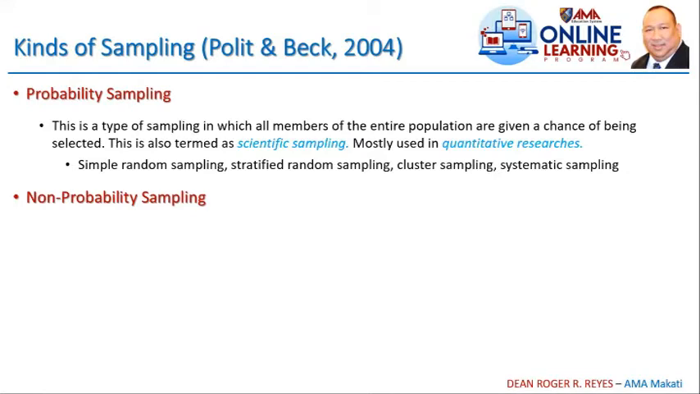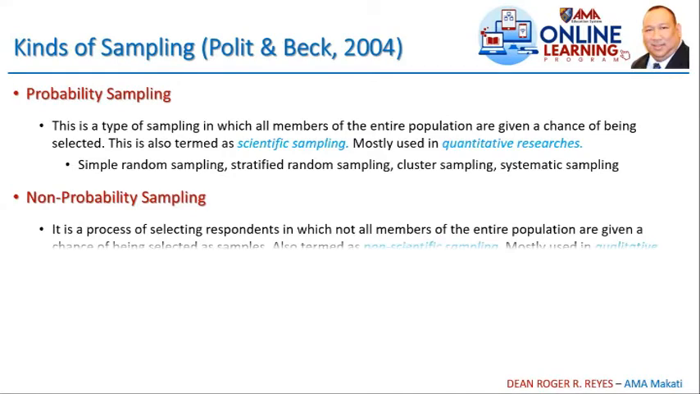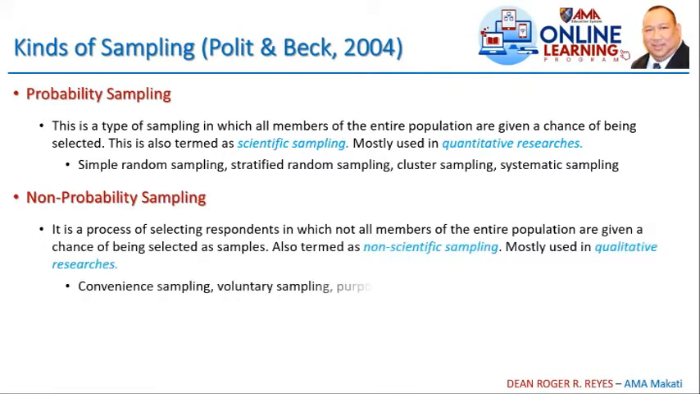Four types: simple random sampling, stratified random sampling, cluster sampling, and systematic sampling. On the other hand, non-probability sampling is the process of selecting respondents in which not all members of the entire population are given a chance of being selected as samples, also termed as non-scientific sampling. Kung yung kanina, scientific, ito, non-scientific. And mostly used in qualitative research.